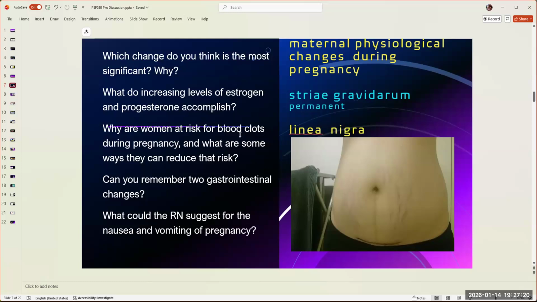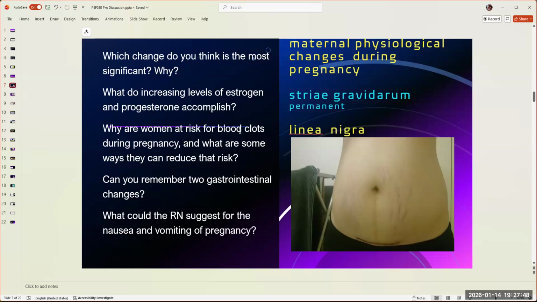So she's at risk for blood clots in her legs, usually her thighs or her calves. But she needs to know that, right? So we need to talk to her about ways that she can reduce or mitigate that risk. So we want her to move around, get those muscles in her legs moving.